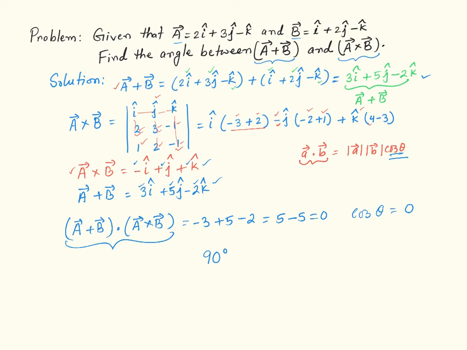So let me summarize quickly what I was doing here. Basically, we found A plus B given A and B. We found the cross product of A and B, and then we took the dot product of the resulting vectors A plus B and A cross B to find the angle between them, and we found it to be 0. The dot product is 0, which tells us that cosine of theta is equal to 0, meaning theta is 90 degrees or pi over 2. So the angle between them is 90 degrees or pi over 2.